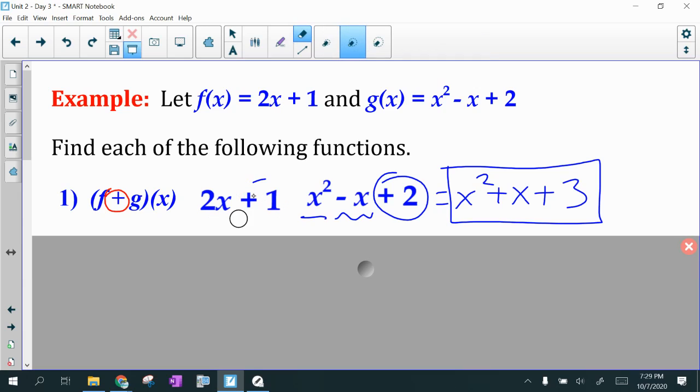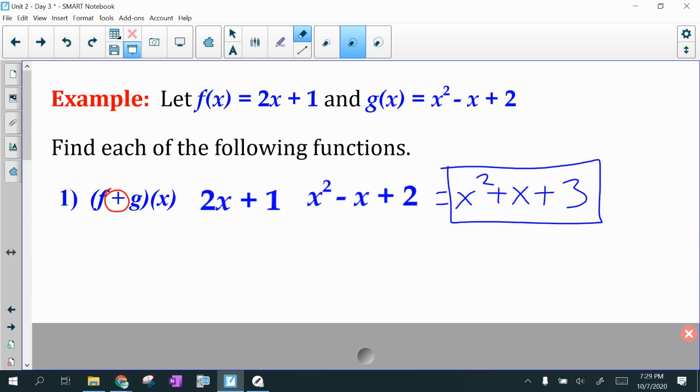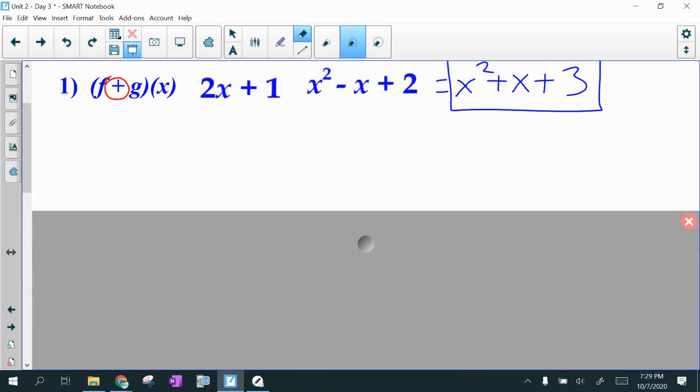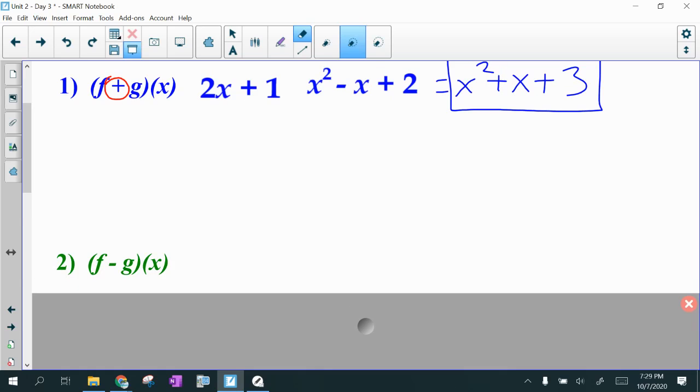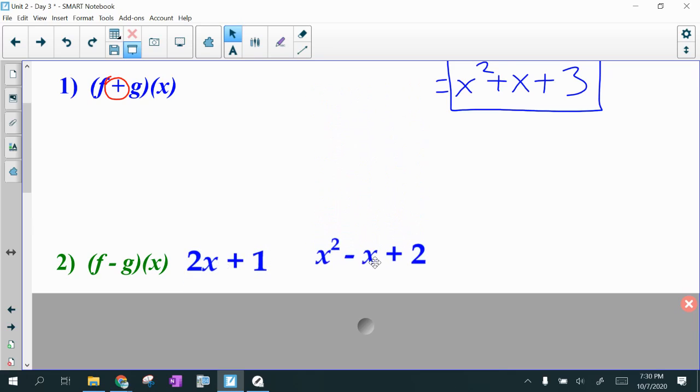So let's take that, and guess what? We're going to end up using these same things all over again. Because the next operation that it asks me to complete is going to be the difference between these two functions. So here's one function right in here, and here's the second function right over there. Now I'm supposed to subtract these two.